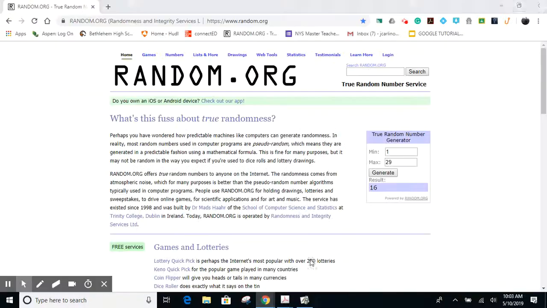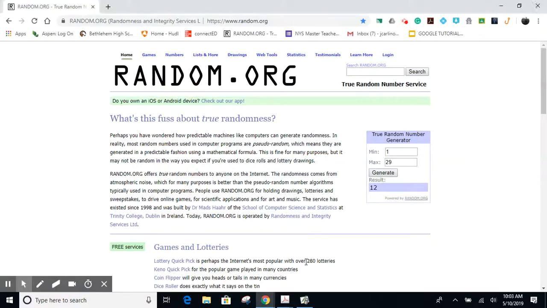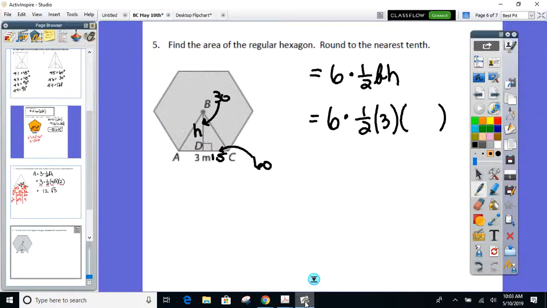All right, so I got a question for number 12. 3. Where's the 1.5 across from, Emma? 30. Height's across from 60. What do I do with the 1.5? So my height will be 1.5 radical 3. Everyone good with that? And we're rounding it to the nearest tenth. No radical form here, just nearest tenth.